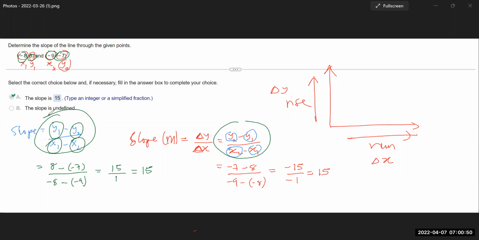The secret is that if you're doing y2 minus y1, when you have y2 there, this must be your x2, and this is y1, and this must be your x1. And when you have y1 here, this must be your x1. When you have y2 here, this must be your x2. So that's the only difference.